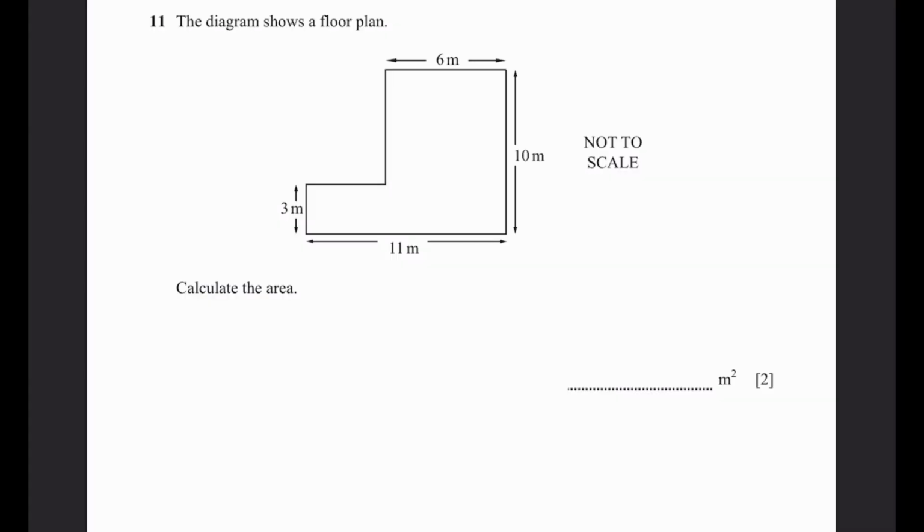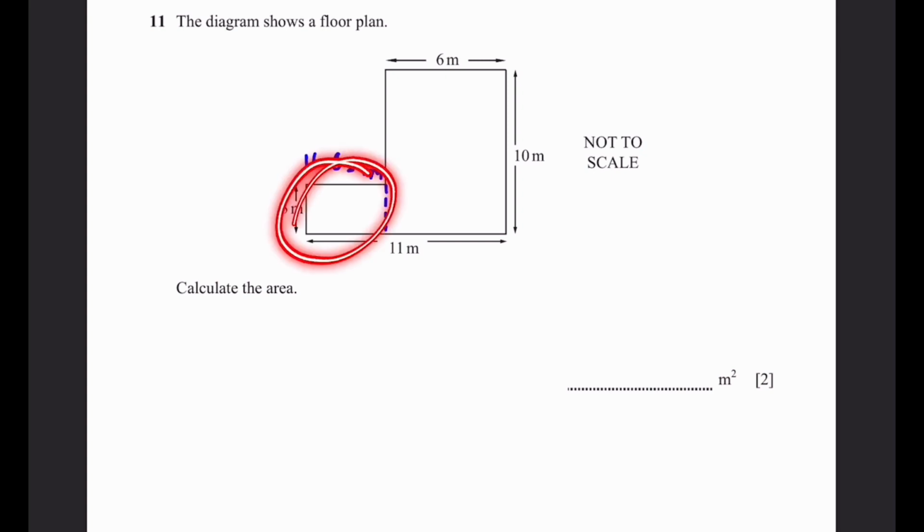Question 11. The diagram shows a floor plan. Calculate the area. So first thing we need to do is we separate this into two separate rectangles. I'll do it right here. So we need to find this side here. We know that this full thing is 11 meters and this half is 6 meters. Now the other half is 11 minus 6, which is 5 meters.